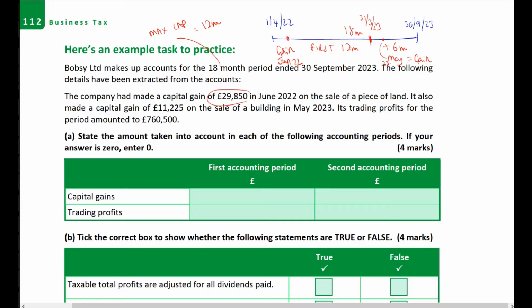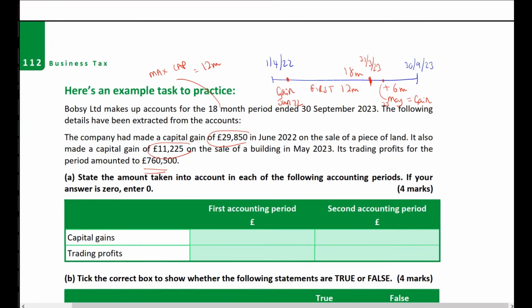May 23, there's a gain of 11,225 on the sale of a building. And its trading profit for the period, so presumably for the full 18 months, is £760,500. Now I haven't actually answered the question yet.